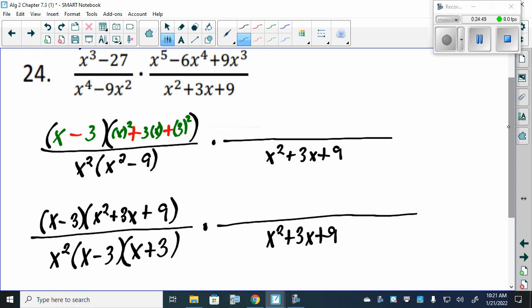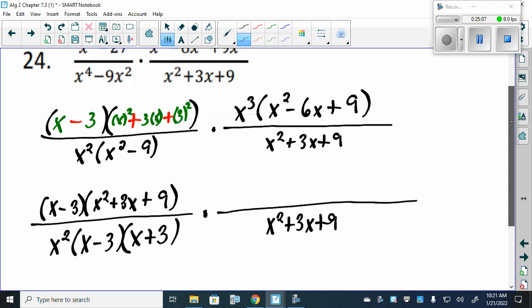And lastly, the x to the fifth minus 6x to the fourth plus 9x cubed. There's an x cubed in all three terms, which would leave us with x squared minus 6x plus 9.